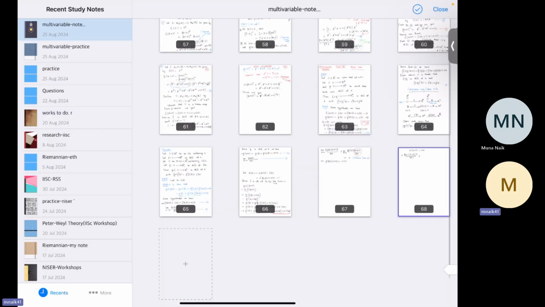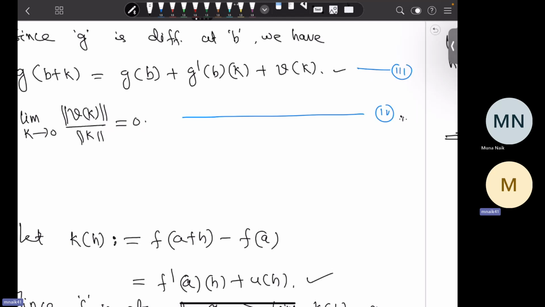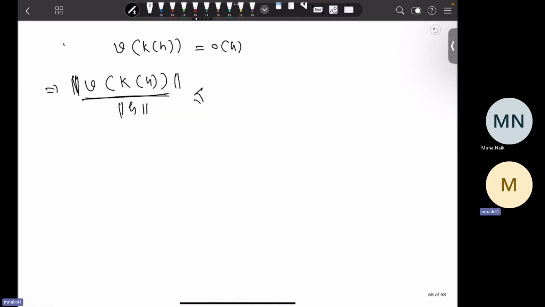So the thing is, I have some information about v: the limit as k tends to 0 of norm of vk by norm of k is 0. I want to use this information. So what I do, I just divide this b of kh by norm of kh, by norm of kh by norm of h.